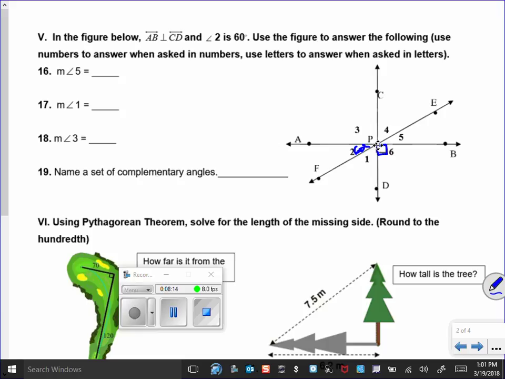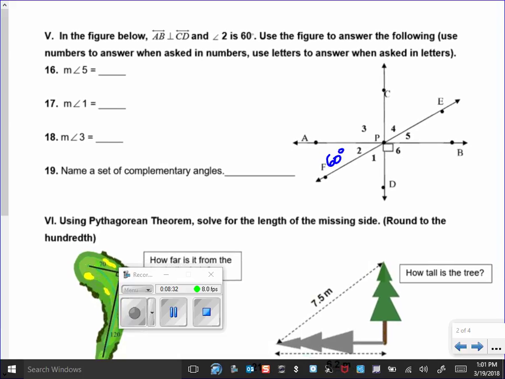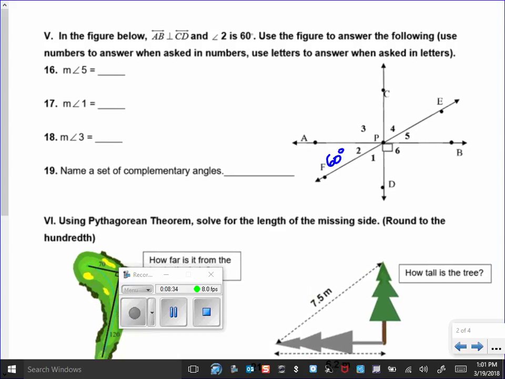It looks like 260. I'll erase that so we can understand that. We'll put 60 here, 60 degrees right there. All right, now what is angle 5? Well, angle 5 is our vertical angle because it goes through the vertex. So what do we know about vertical angles? We know that they are congruent. Congruent angles equal one another. So if angle 2 is 60, angle 5 is 60 degrees.